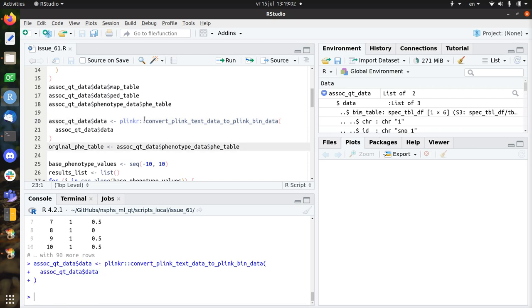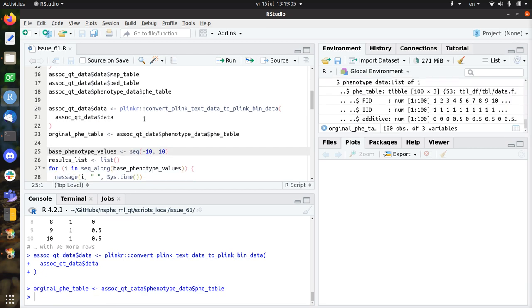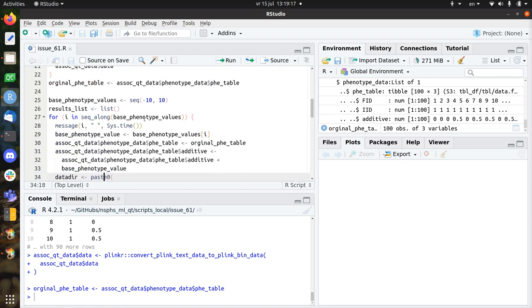1.0. I can convert this to binary data, and I store the original phenotype data, because I'll be adding different base phenotypic values to the original phenotypic table. So I'll reuse the genetic data. For all these base phenotypic values, I collect some results by going over all of them. I show on screen which iteration I am at. I get this base phenotypic value, which is minus 10 first, then minus 9, minus 8, etc.